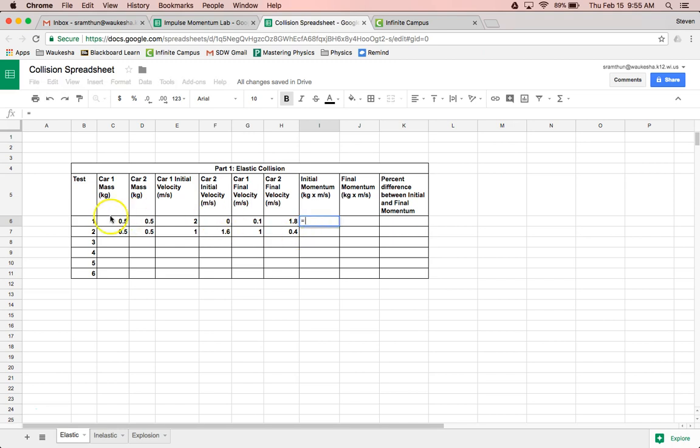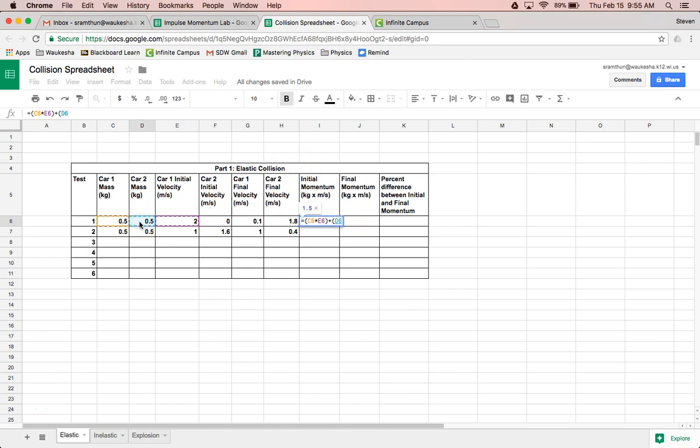Put an equal sign. It's M1, so it's car 1 mass multiplied by the velocity of car 1 initial, because it is initial. And I fill that in. I should have put a parenthesis in there. My bad for forgetting. I don't want to start this video over. And then what I'm going to do is add this first car's momentum to the second car's initial momentum. And I won't forget the parenthesis this time.